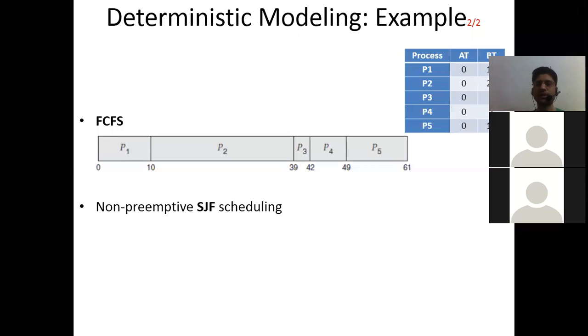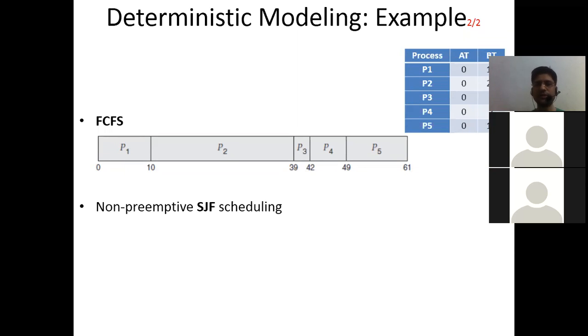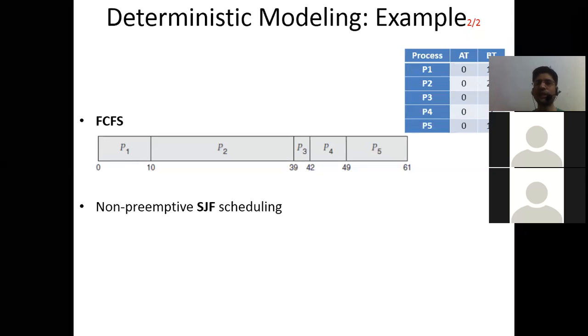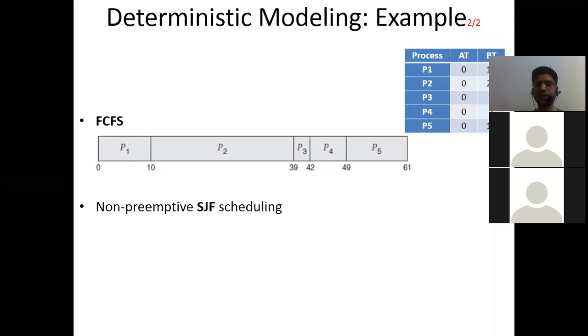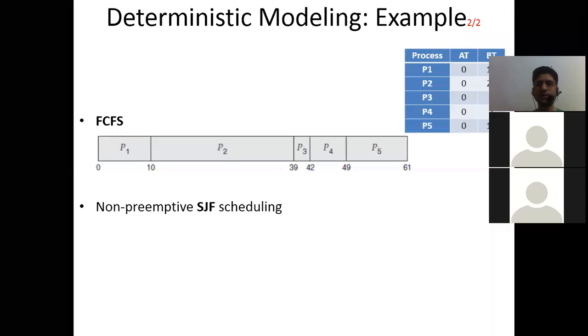Non-preemptive SJF scheduling. Everyone is practicing, that's good, but not everyone is answering. This is not good. I need everyone's collaboration. This is your class. You have to study. I'm just telling you how to do these kinds of things.